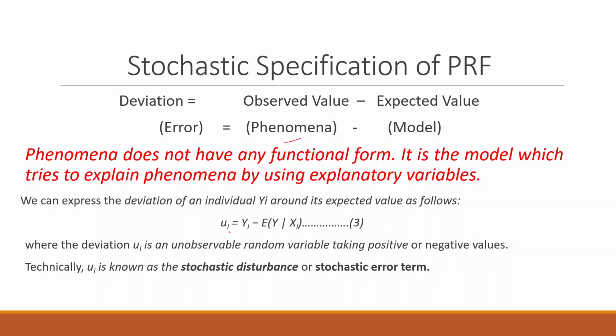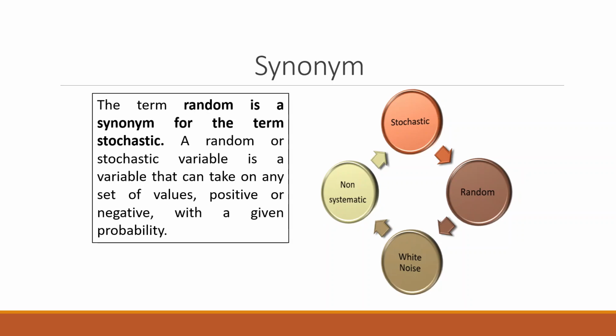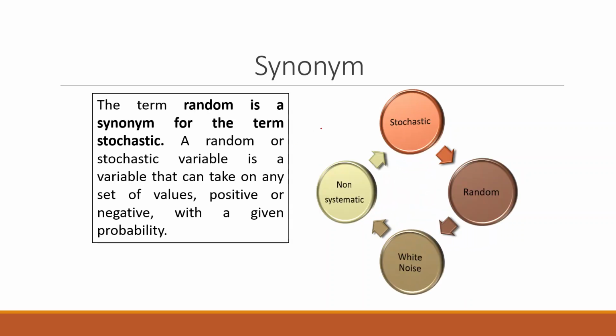Now, mu i is equal to the observed minus the expected, where the deviation mu i is an unobservable random variable taking positive or negative values. It is also known as the stochastic disturbance or the stochastic error term. The term random, that is a random error, is a synonym for the term stochastic. A random or stochastic variable is a variable that can take on any set of values, positive or negative, with a given probability. Many books use these interchangeably. Stochastic, random, white noise, and non-systematic errors are all synonyms of each other.